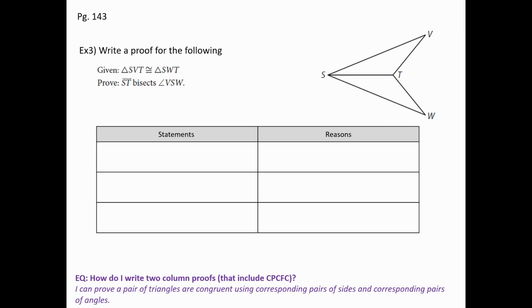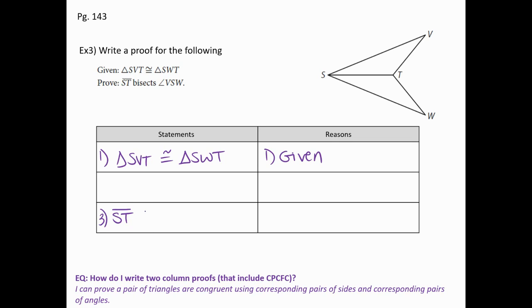Write the following proof. Again, we're going to immediately start with the given statement. Triangle SVT is congruent to triangle SWT. And the reason is given. The other thing I could immediately jump to, again, if I already know how many steps it's supposed to take, I know the last step will be what I'm trying to prove.